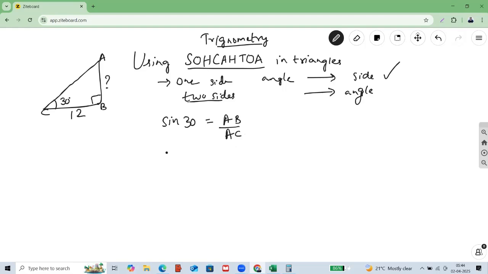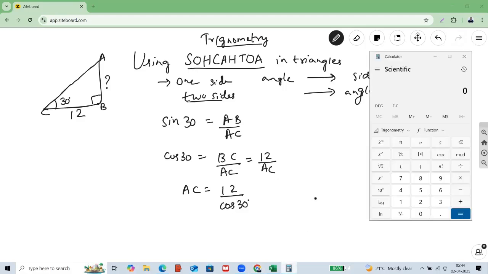Let's see about cos 30. Cos 30 is BC by AC, adjacent by hypotenuse. Now, do I know BC? I know BC, of course, but I don't know AC. Now, from this, at least something I have. So AC becomes 12 divided by cos 30, isn't it? Now, how to find out this one?